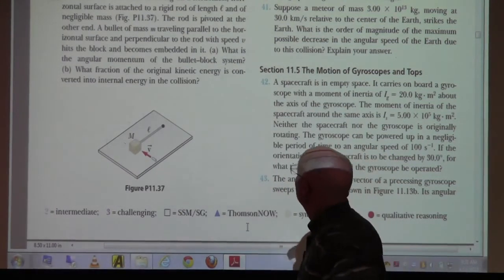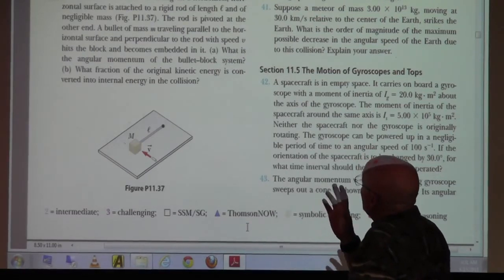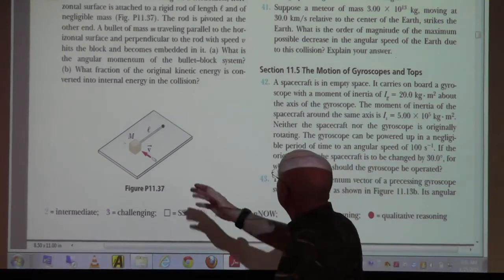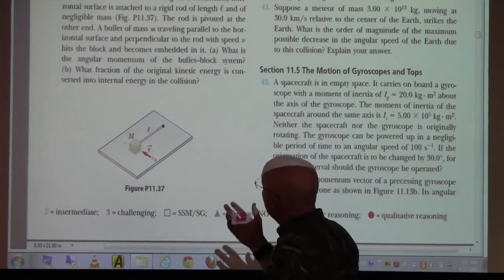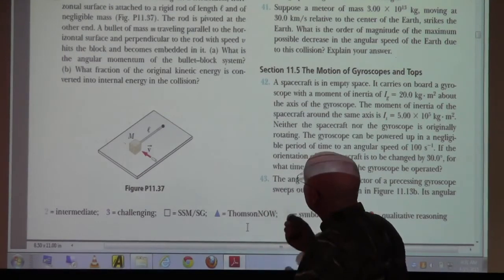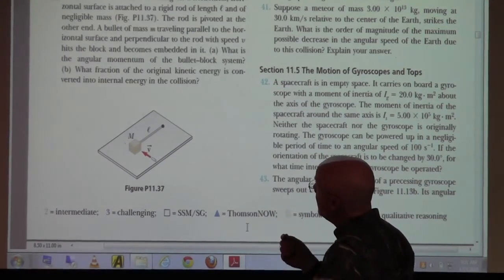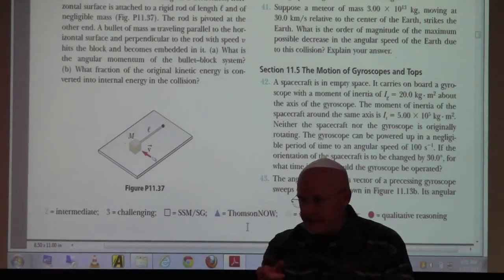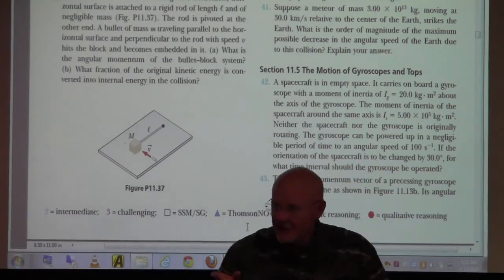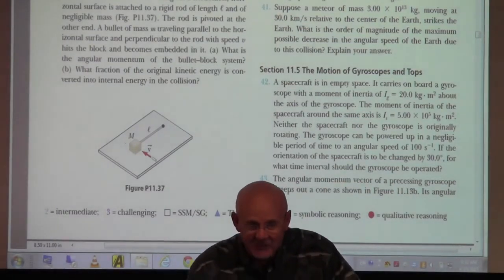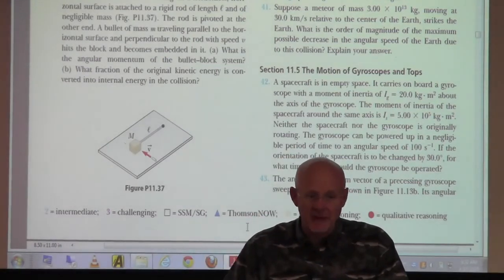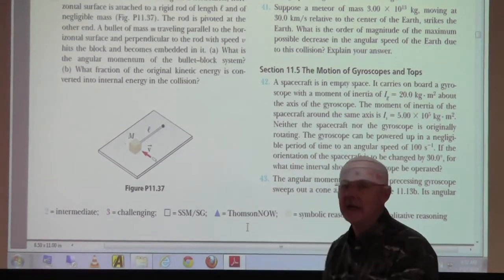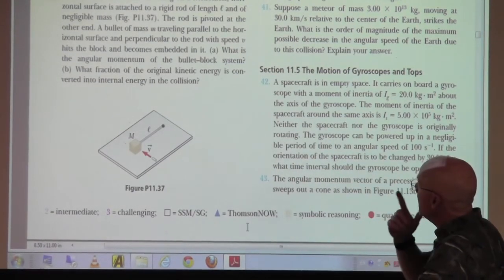That'll change in the next problem. We'll build up, make them a little harder. It says the rod is pivoted at the other end. Now a bullet of mass little m is traveling parallel to the horizontal surface and perpendicular to the rod with a speed v when it hits the block and becomes embedded in it. So did you catch this bullet going in a straight line? Does it have any angular momentum? Now, of course, it depends what axis I pick, what origin I pick. But if I calculate it relative to that point, the answer is definitely yes. And that's what I want you to see, okay?